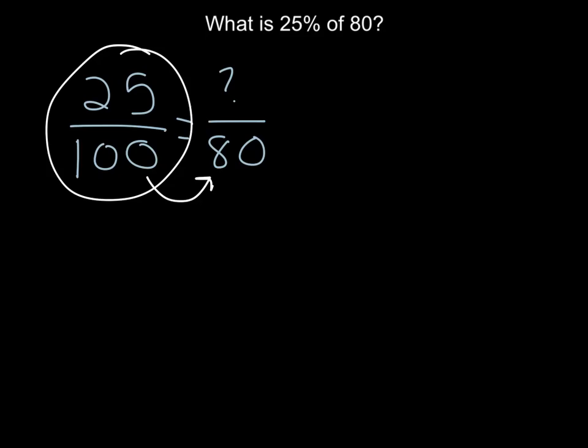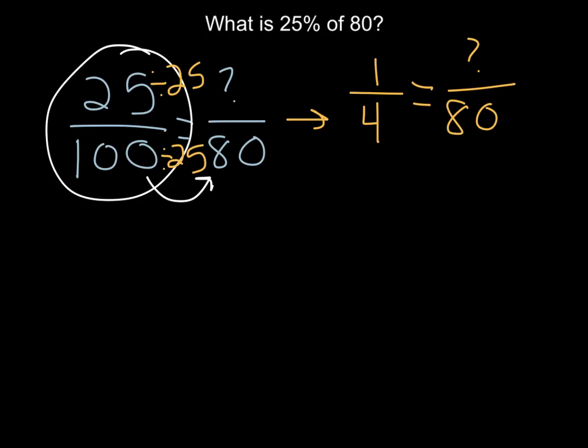To simplify 25 over 100, we could divide both the numerator and the denominator by 25. The new fraction that we are going to be working with from here: 25 divided by 25 is equal to 1, and 100 divided by 25 is equal to 4. So now, instead of using 25 over 100, we are going to be using 1/4. Now we're going to set 1/4 equal to our original question mark over 80.